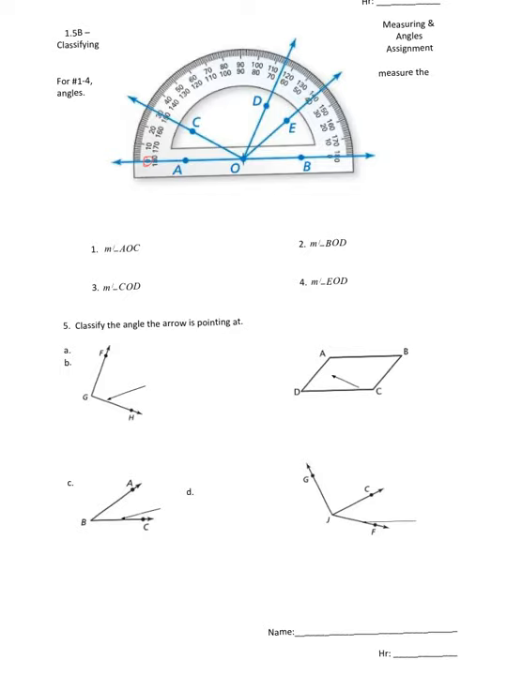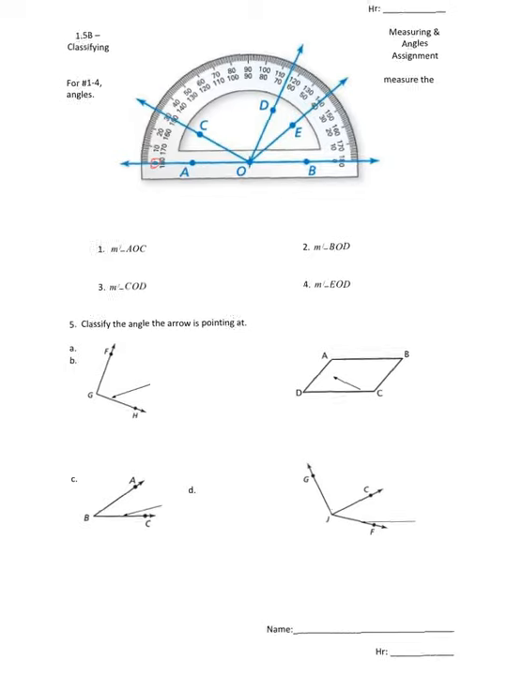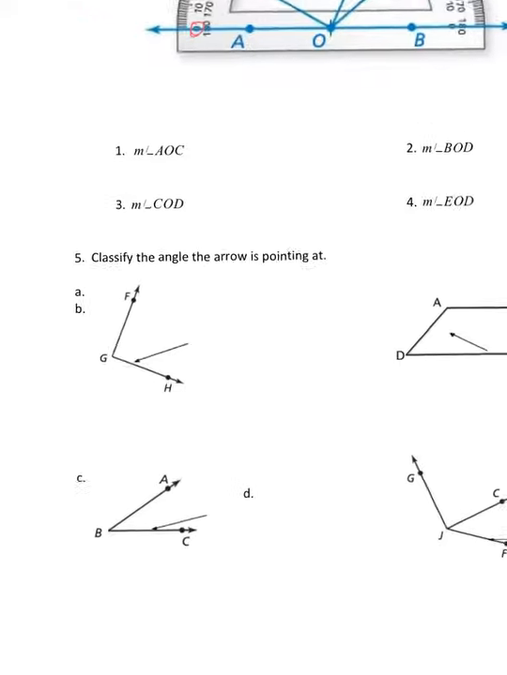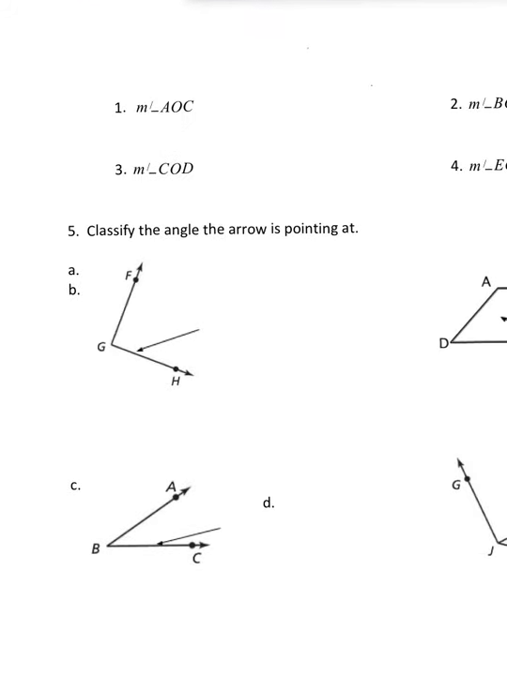So just like we talked about the first part, we want to classify the angles. There are three different types. We have either an acute, a right, or an obtuse.